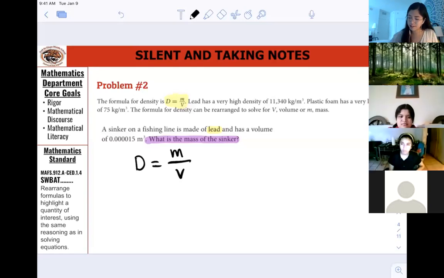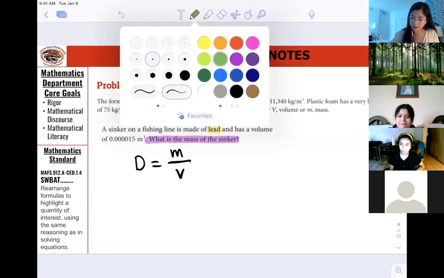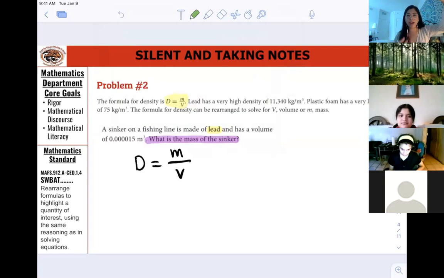Multiplication. Good, Samantha. We're going to multiply because right now, how are the M and the V related to each other? What's the operation? They're in a fraction. And fractions are basically like what type of problem? Dividing. Division. Good. So right now it's M divided by V. So the opposite of that is to multiply. So I'm going to multiply by V on both sides.